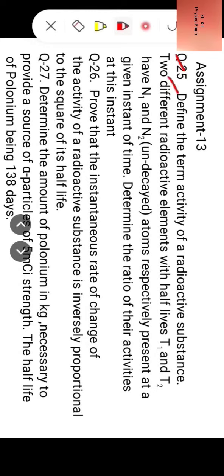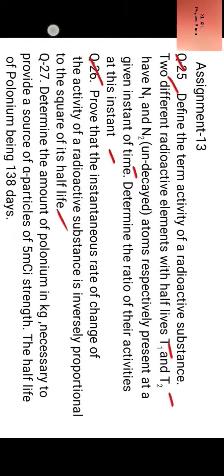Two different radioactive elements with half-lives T1 and T2 have N1 and N2 undecayed atoms respectively present at a given instant of time. Determine the ratio of their activities at this instant. Question number 26. Prove that the instantaneous rate of change of the activity of a radioactive substance is inversely proportional to the square of its half-life.